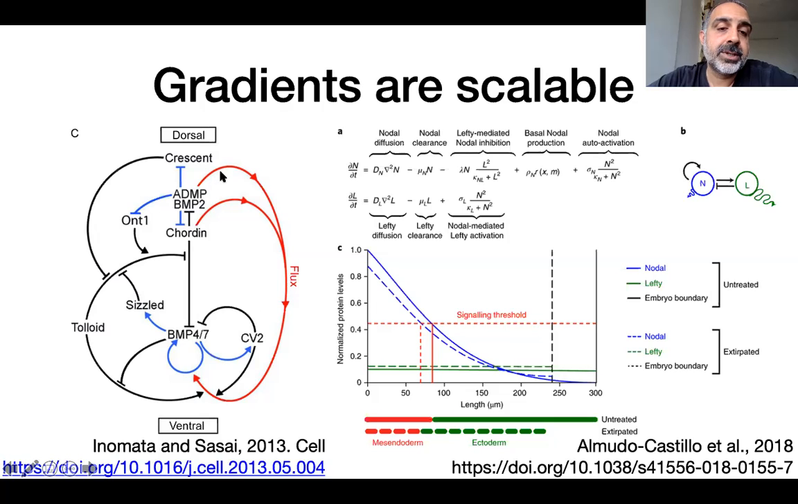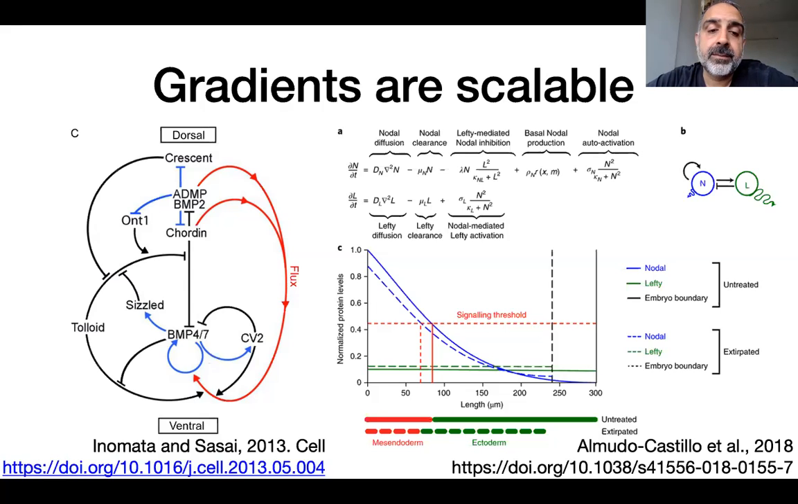ADMP is also an inhibitor of dorsalizing activity, but it's formed in the dorsal region, and it feeds back onto BMP in the ventral region, activating BMP expression. You have these fairly complex networks of activating and inhibiting compounds, which all they're doing is stabilizing dorsal and ventral formation.